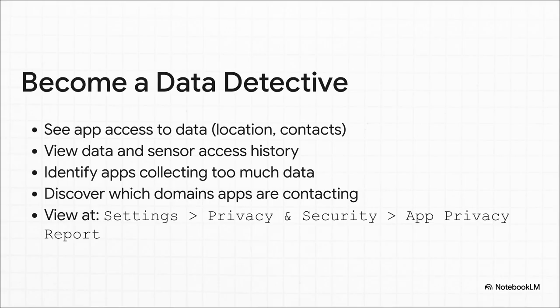You can see which apps are hitting up your location or your contacts, you can see how often they're doing it, and you can even see all the sketchy third-party websites they're talking to in the background. If you see a weather app that's accessing your contacts, you can shut that down immediately.